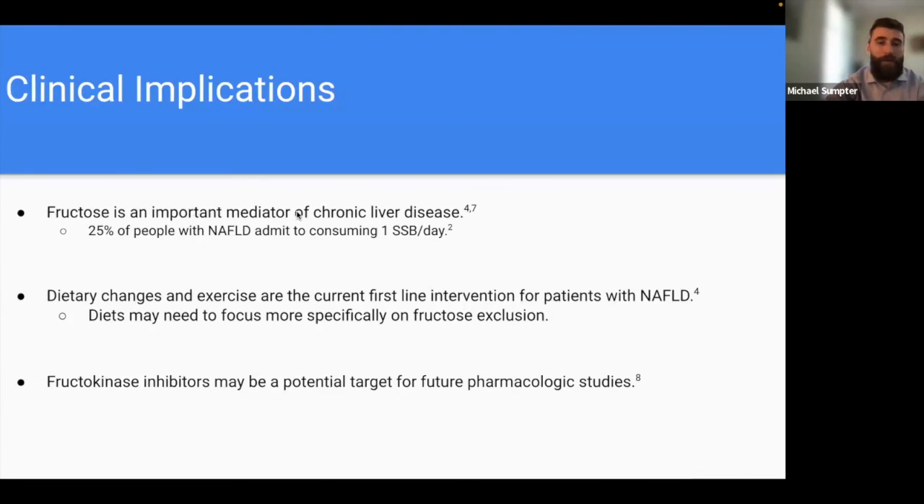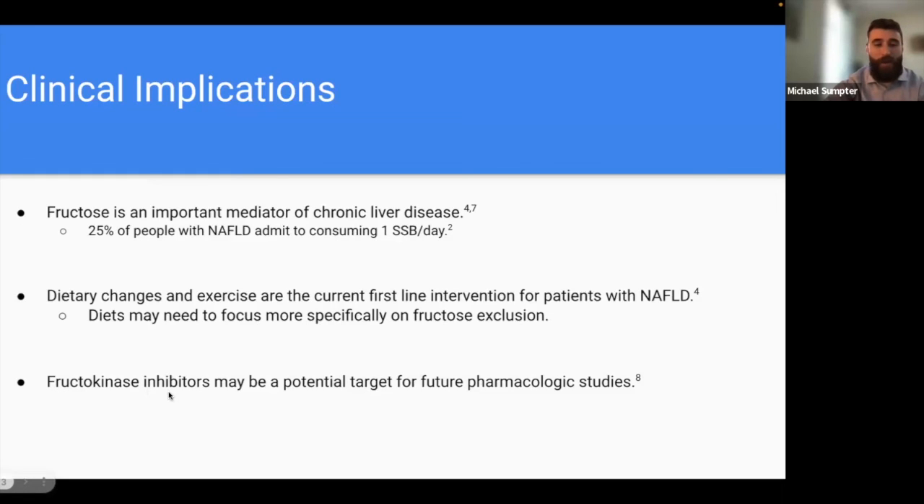So fructose is an important mediator of chronic liver disease. That's the main takeaway of this talk that I wanted to give today, but also just the direct link. So 25% of people with NAFLD do admit to consuming one sugar-sweetened beverage per day, but I want to also point out sugar-sweetened beverages such as sodas are not the only source of sugar in the diet. So there's a huge link between fructose consumption and liver disease. Also, dietary changes and exercise are the current first-line intervention in patients with NAFLD, and rightfully so, those have shown the most improvement. And now I'm never going to lobby against exercise for anything, but for lifestyle and dietary interventions with NAFLD, it could be possible that diets may need to focus more specifically on fructose exclusion. You might be able to expedite some beneficial results if you do that.